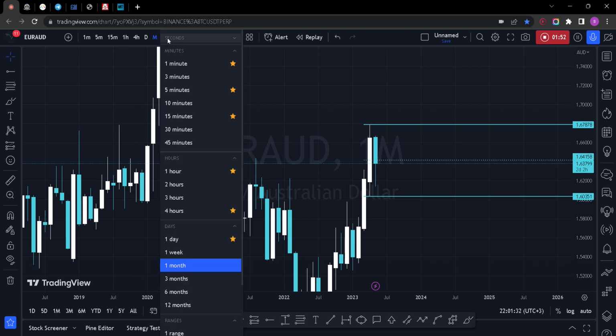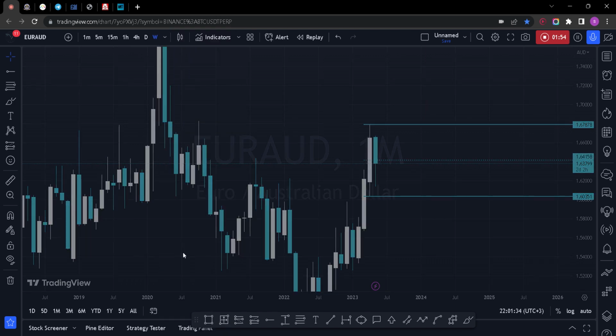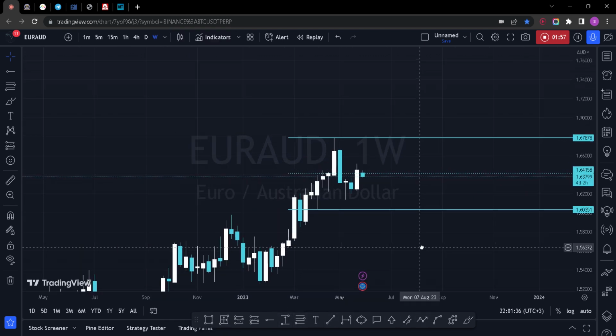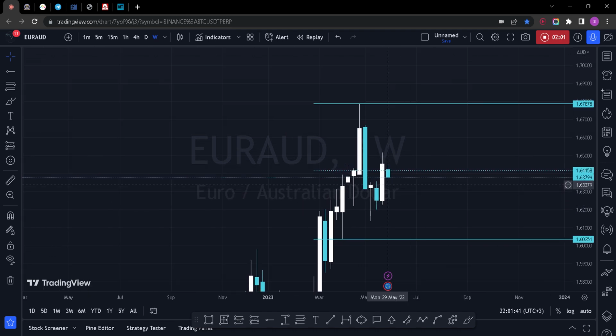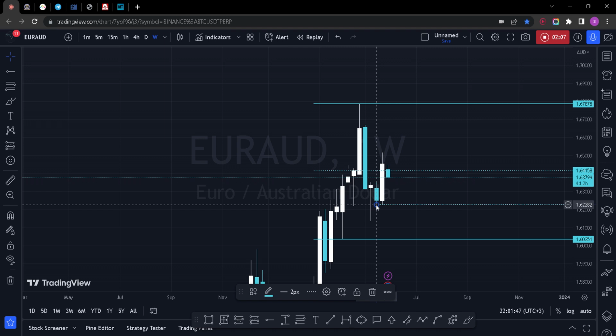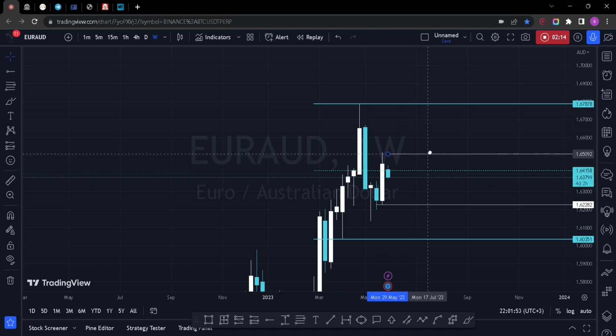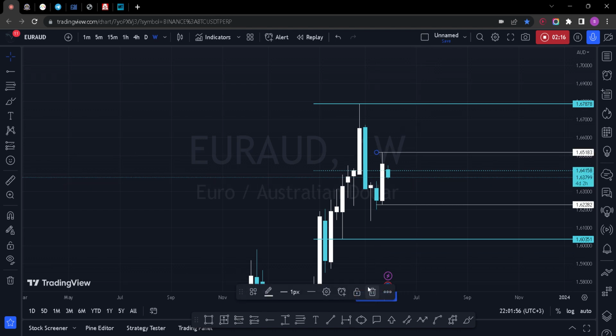Then as usual, we're going to go down to the weekly. This candle is the week. Today is on Monday, so this is the week that has just begun today. So we're going to mark out last week's levels as well. The mid-range.